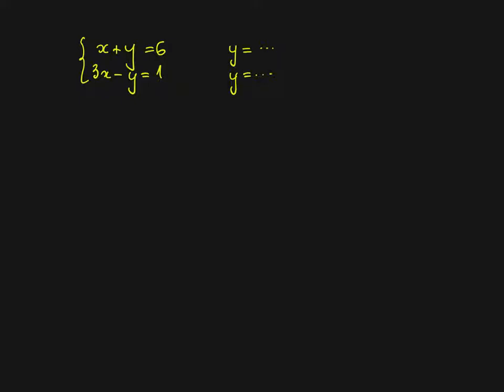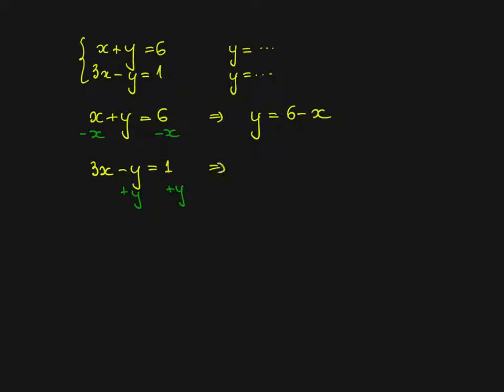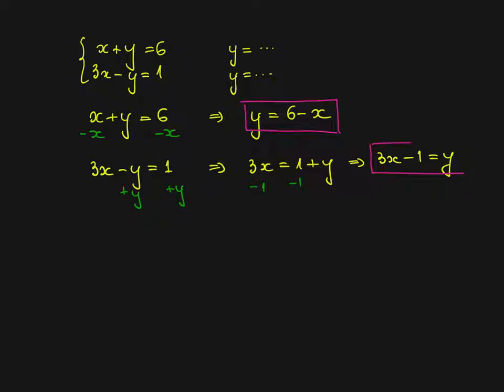So if I still want to use the following method, I will start with the first equation, x plus y equals 6. If I want y, I will need to take away x on both sides. Therefore, y equals 6 minus x. From the second equation, I need to do the same. Because y is negative, I will add y to see it on the other side with plus. It's easier rather than working with negative numbers. So 3x equals 1 plus y. And now I just want to have y on the right hand side, so I take 1 from both sides. Therefore, 3x minus 1 equals y. So now I have these two equations, and it's very similar to the previous one.